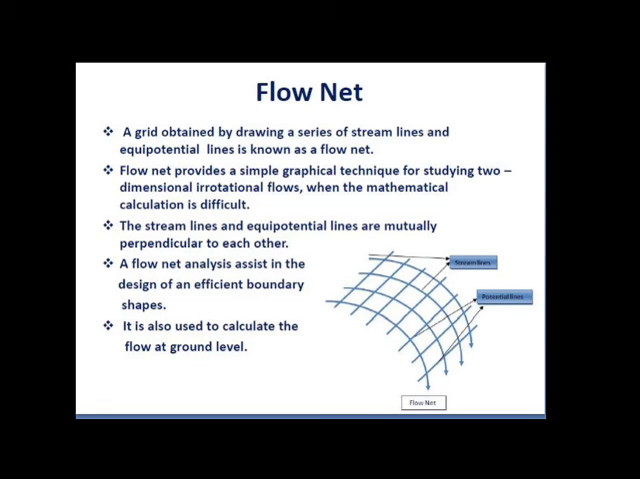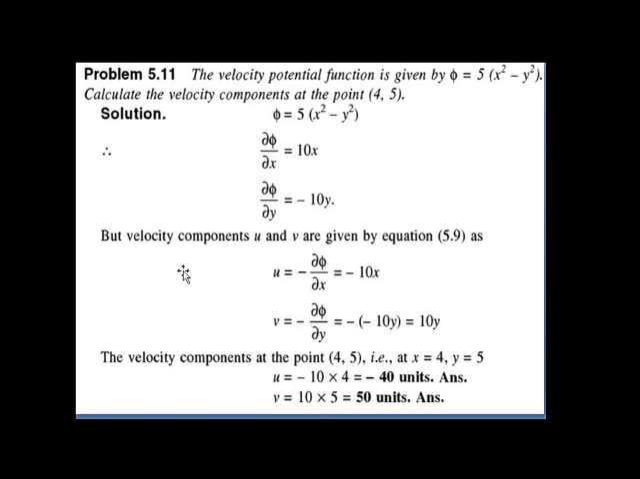Now depending upon all these concepts we will solve the problem. Let us move towards the problem. The problem is: a velocity potential function is given by phi equals phi (x square minus y square). Calculate the velocity component at the point (4, 5). They have given the velocity potential function as phi (x square minus y square), and we have to calculate the velocity components at the point (4, 5).